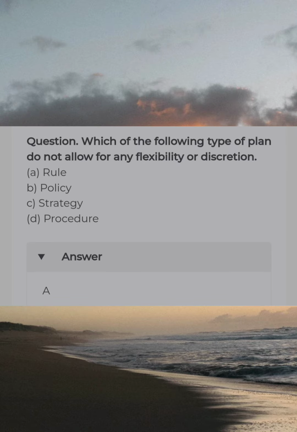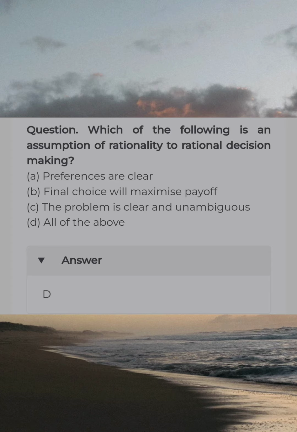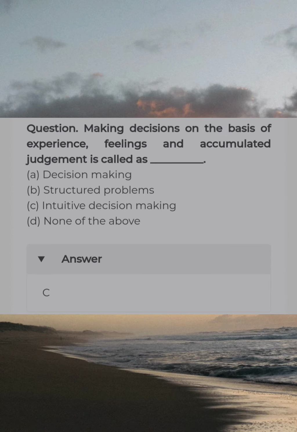Which of the following types of plan do not allow for any flexibility or discretion? Answer A, rule. Which of the following is an assumption of rationality to rational decision making? Answer D, all of the above. Making decisions on the basis of experience, feeling and accumulated judgment is called as dash. Answer C, intuitive decision making.